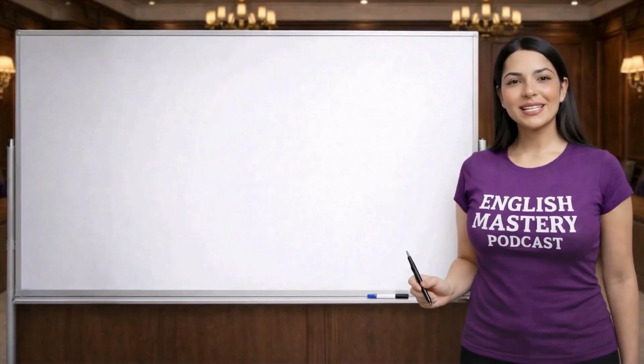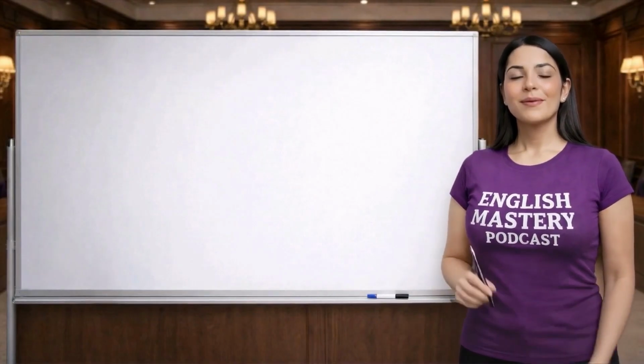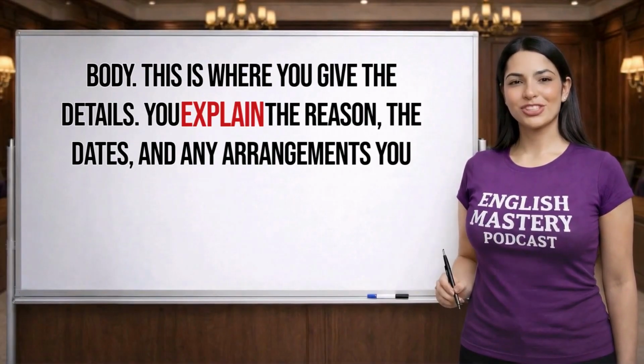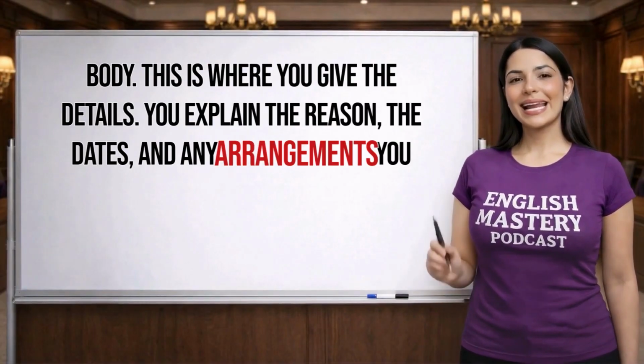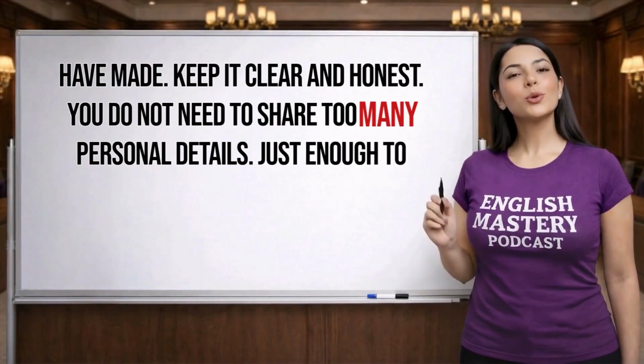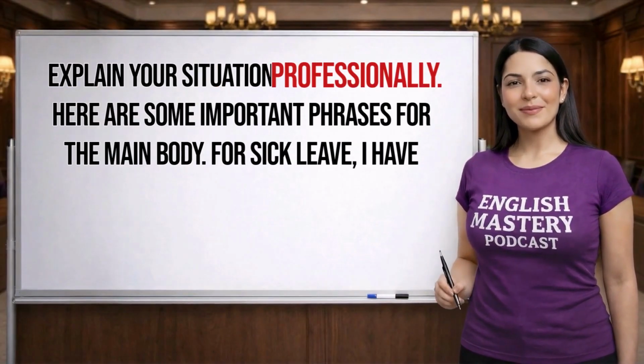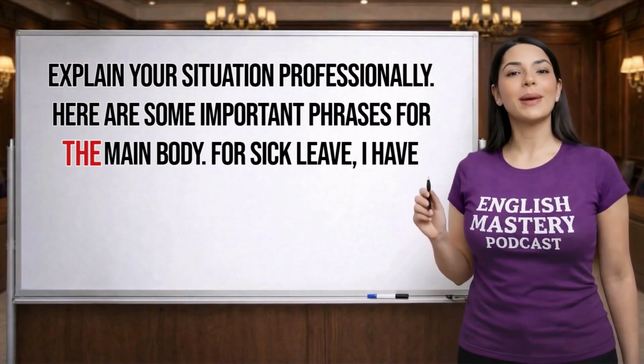Keep practicing. Part 4. The main body. This is where you give the details. You explain the reason, the dates, and any arrangements you have made. Keep it clear and honest. You do not need to share too many personal details, just enough to explain your situation professionally. Here are some important phrases for the main body.